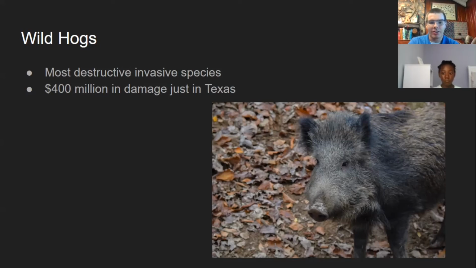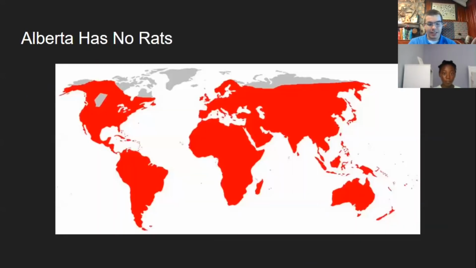And what they are is they're literally just non-native pigs. They're just pigs that we had, and then a couple of them accidentally got released into the wild and started breeding. And as they bred, they caused all sorts of damage. And they are currently a huge issue that we are still working on solving. But they're absolutely massive. And let's talk about a success story.